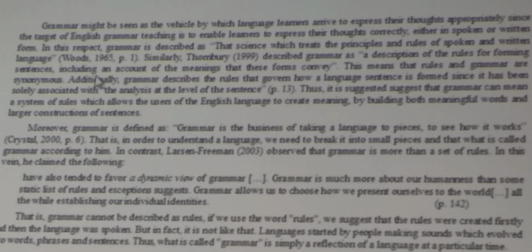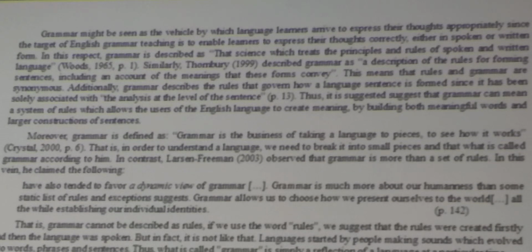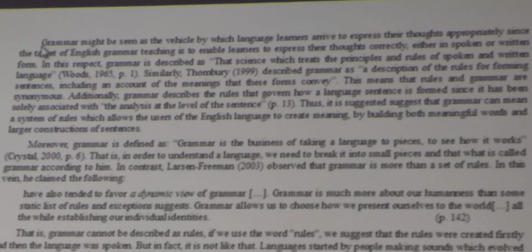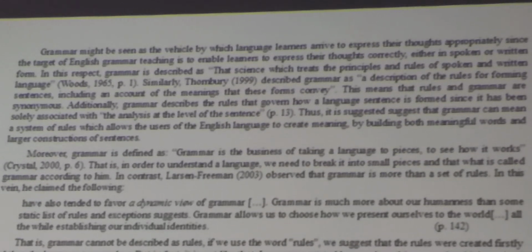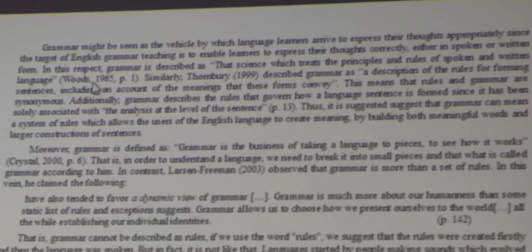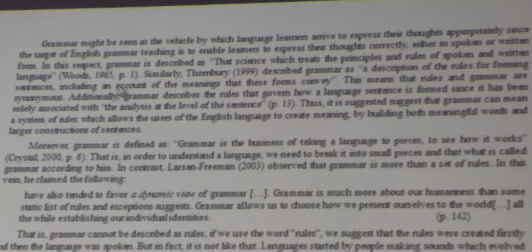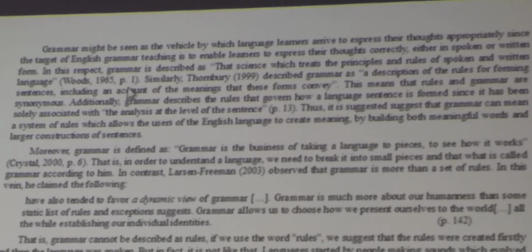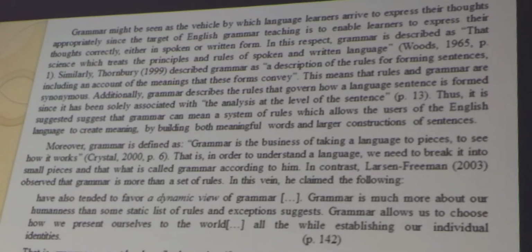If we check, for example, here, whether the student used critical evaluation. So the student starts with what? The student starts with a definition of what is meant by grammar. Grammar might be seen as the vehicle by which language learners arrive to express their thoughts appropriately, since the target of English grammar teaching is to enable learners to express their thoughts correctly. So here, she or he provided the definition, then supporting the first three.